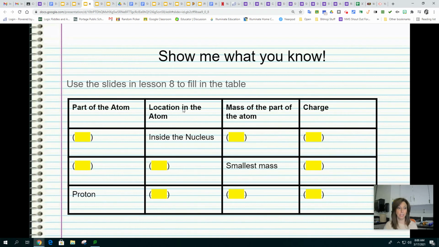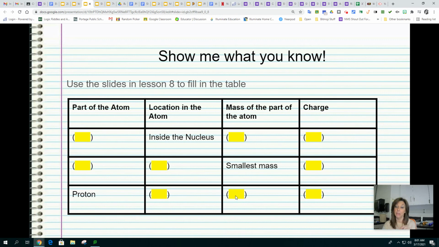The location in the atom. So where did I say that protons were? Where do they exist? Are they in the center? Are they on the outside? Where do they exist? What is the mass of the part of the atom? So you don't have to put a number, you just have to put relative. So we know that whatever this part of the atom is, that's the smallest mass.